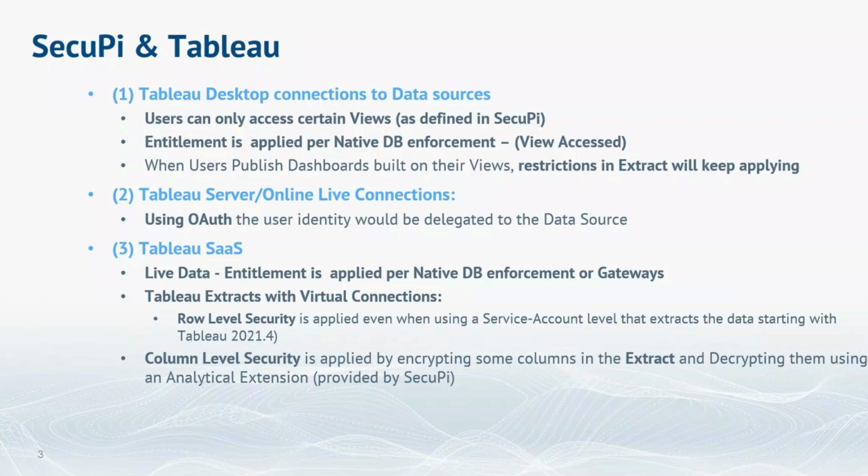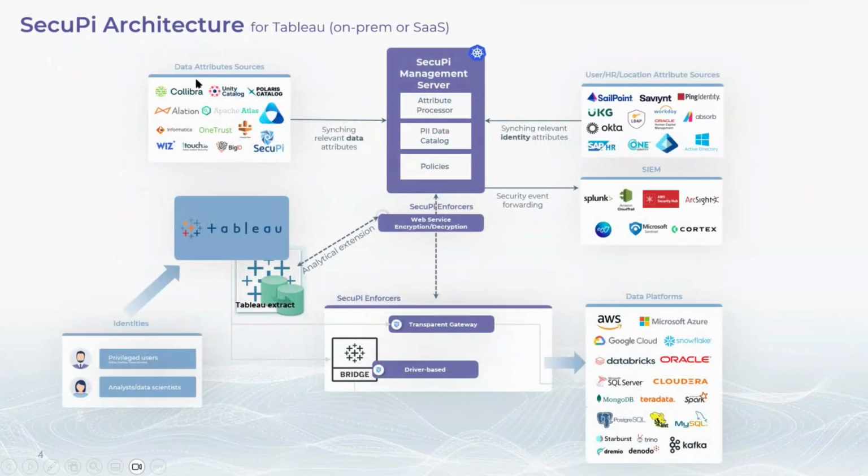And lastly, when you use SaaS, when you're doing direct queries, that would work through our enforcers and gateway. But when you use Tableau Extract, which is an import of the data from the data source, we want to do row-level security with service level accounts, and we want to do column level security with encrypted data. And then when you extract it, we are going to decrypt using an analytical extension calling our REST API. So let's see how it looks in a diagram.